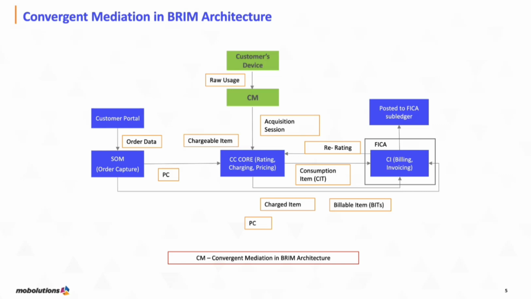Now in this architecture, we'll talk more about CM. CM can do any kind of processing in between as well. Once it has collected the raw usage from the network element, it's not only passing the raw usage to CC. In between, it can have any kind of lookups or any kind of processing, whatever is needed based on the needs of the business. So this is convergent mediation in the BRIM architecture, how it fits into the BRIM architecture, and how it defines the CM processes, or what CM can do during the BRIM project.